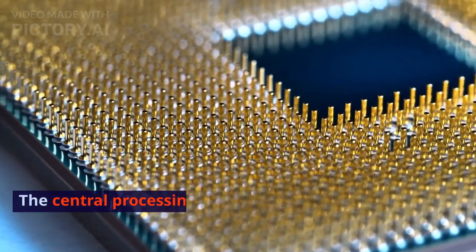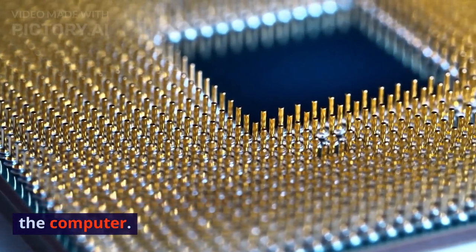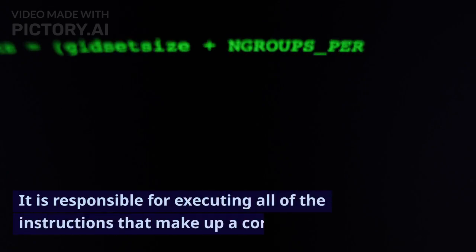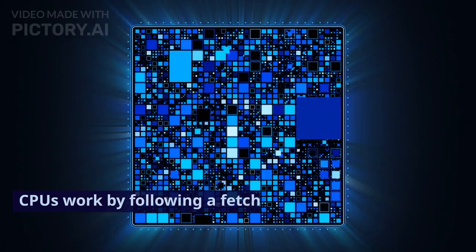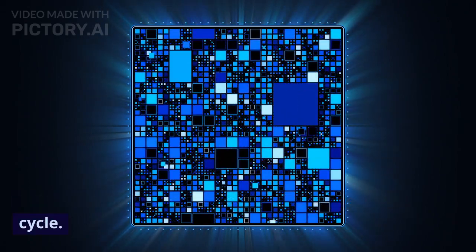The central processing unit, CPU, is the brain of the computer. It is responsible for executing all of the instructions that make up a computer program. CPUs work by following a fetch-decode-execute cycle.